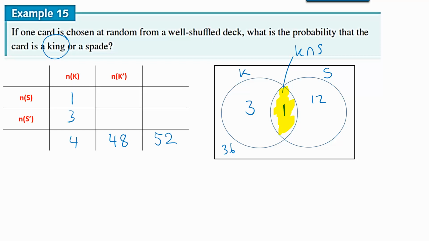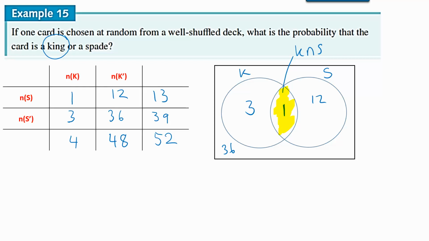Now let's work out this one. How many is not a king, but is a spade? Not a king, but a spade. So we write 12. So right here, 12. How many of them is not a king? 36. So this has to be 36. Add them together. 39, 13.